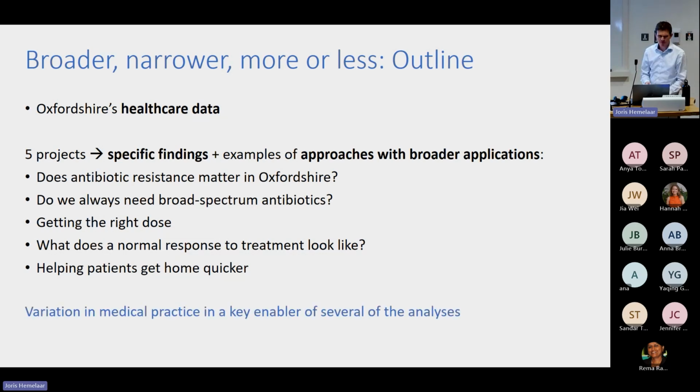And there's a fundamental thing that's useful here, which is that there's quite a lot of variation in medical practice that just occurs through preferences, through differences in people's training, just through the circumstances of what's going on in the hospital. And so this is quite a key enabler of several of the analyses, because it allows us to see what happens under different treatment choices and treatment pathways.